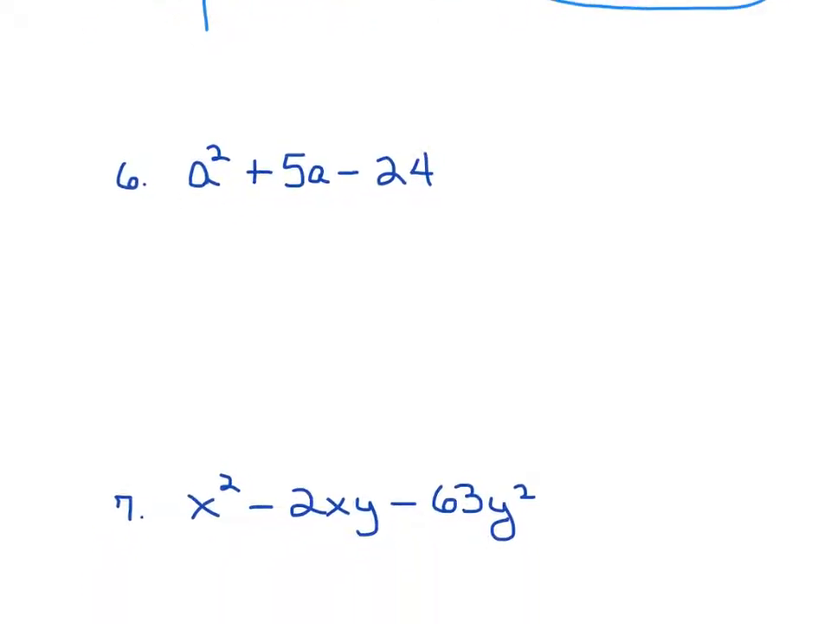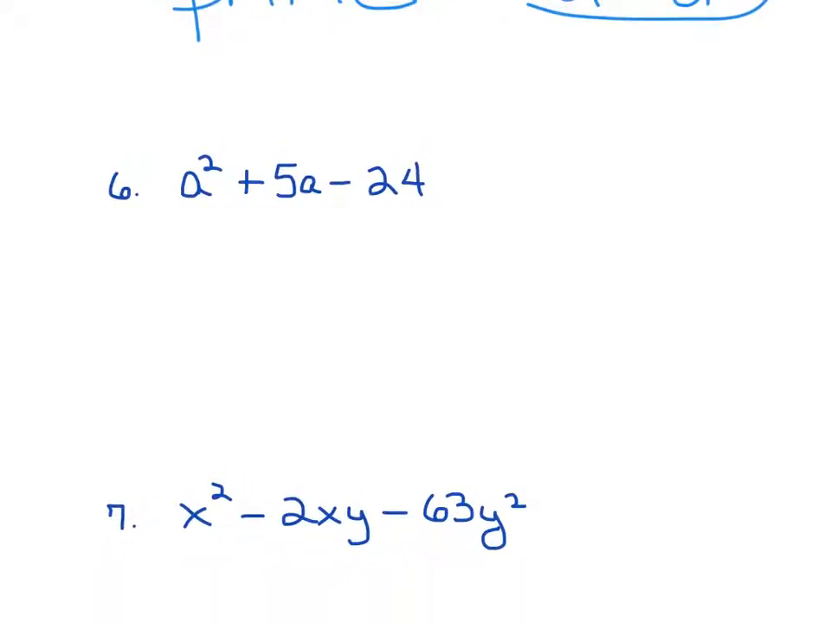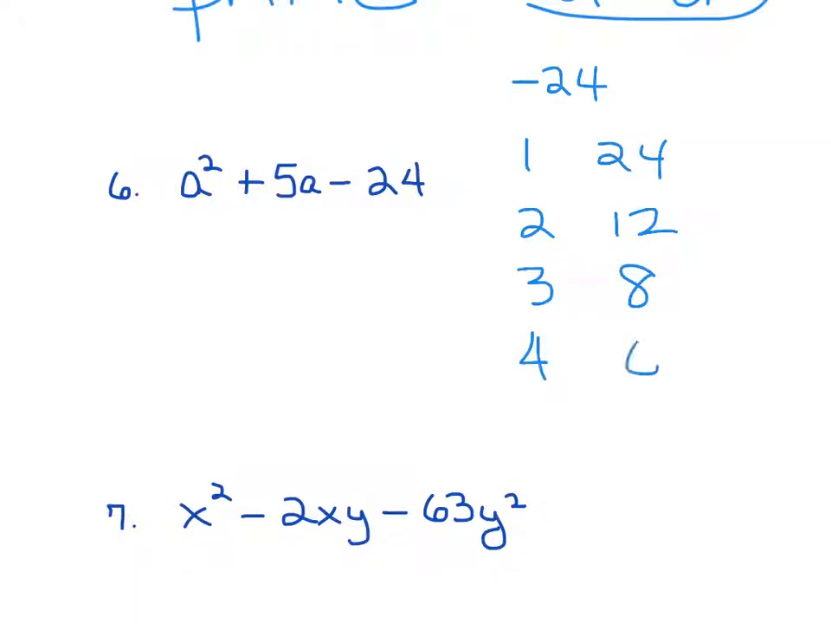Okay, so for number 6, I've got to list all the factors of negative 24. This one's got quite a few. So I know that 1 times 24, 2 times 12, 3 times 8, and 4 times 6. Okay, now notice I'm trying to make a negative 24. So one of my factors needs to be negative.